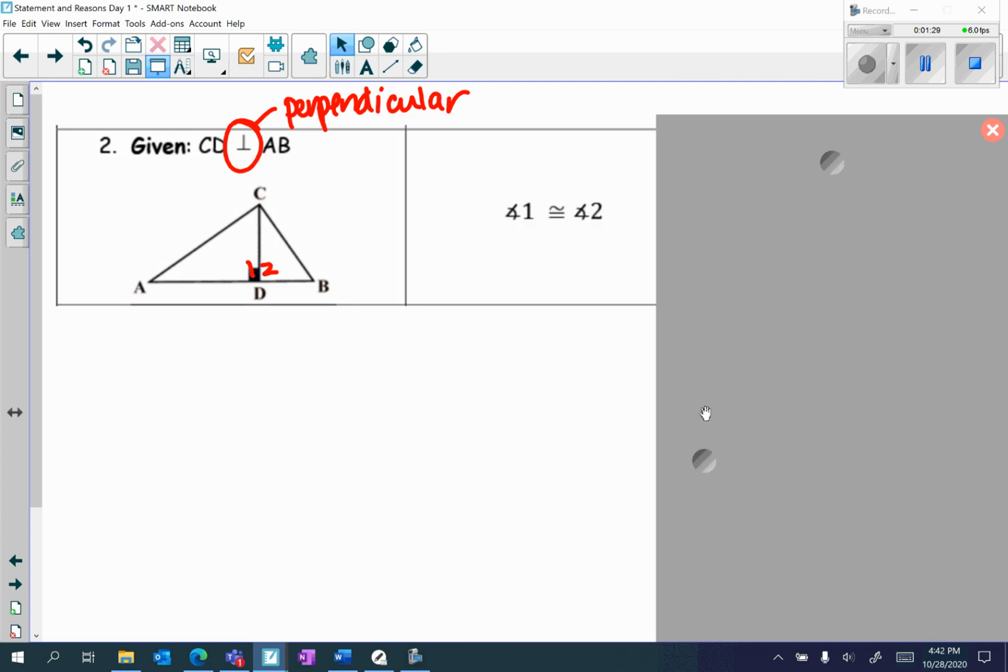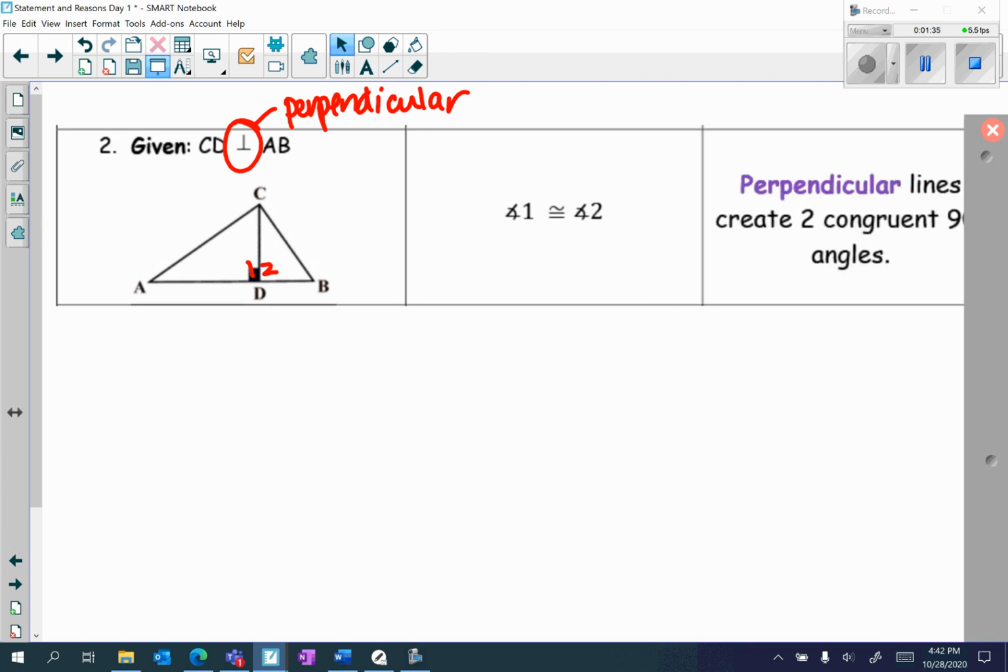Angle 1 and angle 2 are congruent. And my reason is perpendicular lines create two congruent 90-degree angles. Again, that vocabulary word of perpendicular is my reason.